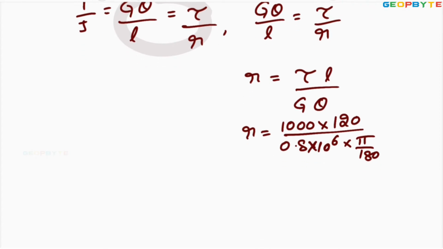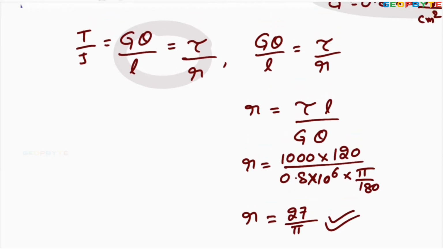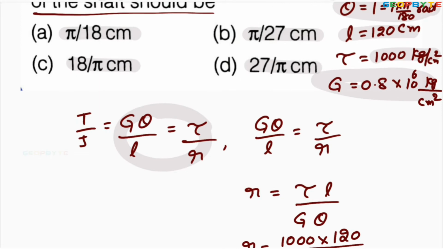You simplify this value with your calculator, and you are getting the radius of the shaft equal to 27 by pi. That is the answer. I hope you got my point. Let us take one more problem. Let us select the options. 27 by pi. Look at the option D. Option D, 27 by pi. Option D is absolutely correct.